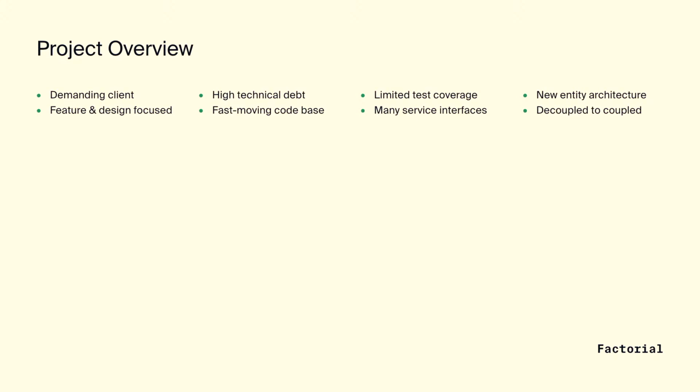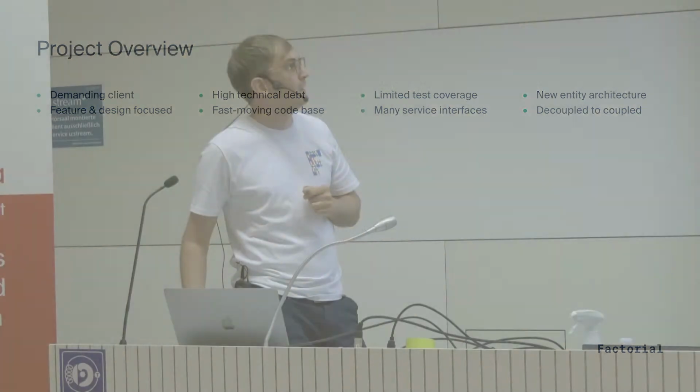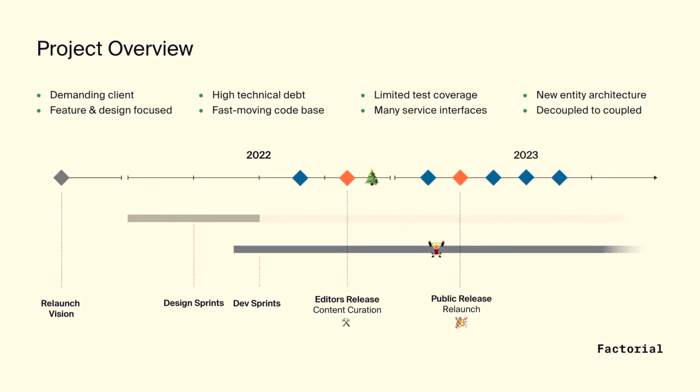Then throughout the project, it was a fast-moving code base. There was limited test coverage, many interfaces to external services. And then also, during the relaunch, we wanted to introduce a new entity architecture. And also, we moved from a decoupled application to a coupled application. This is a lot all at once. And let me show you this on a small timeline.